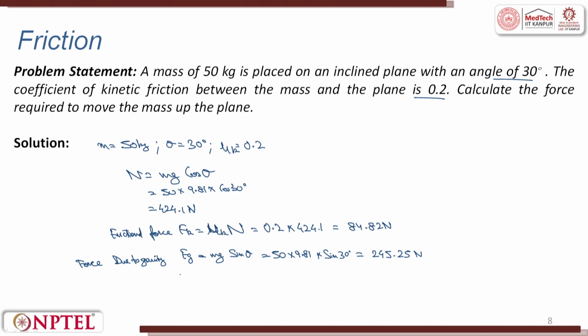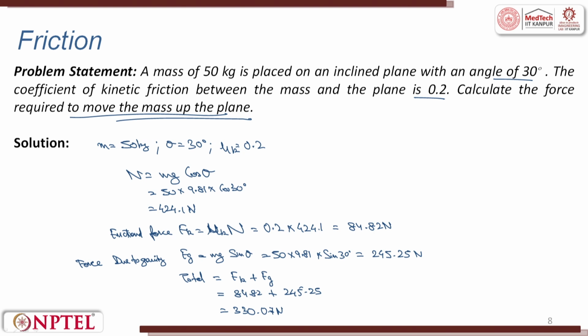So, total force that is required to move the mass up the plane is equal to Fk, that is frictional force, plus force due to gravity Fg. This is equal to 84.82 plus 245.25, which is 330.07 Newton. So, these were some problems on the friction, and also I tried to include the gravity into it.